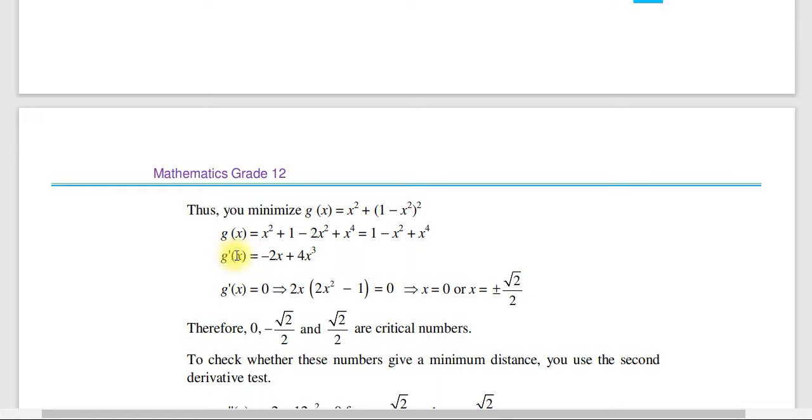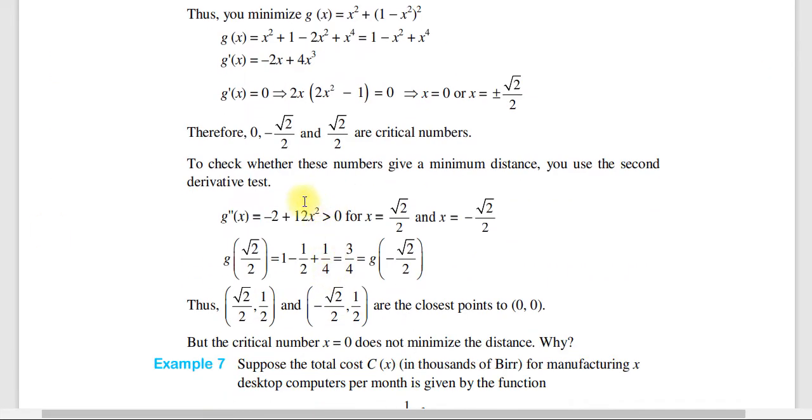So g prime at x is equal to minus 2x plus 4x cubed. To find the critical numbers, we set g prime at x equal to 0, which implies 2x times (2x square minus 1) is equal to 0, that is x equal to 0 or x equal to plus or minus root 2 over 2. These are our critical numbers. So we have 0, minus root 2 over 2, and plus root 2 over 2 as the critical numbers. To check whether those numbers give us the minimum distance, you use the second derivative test.